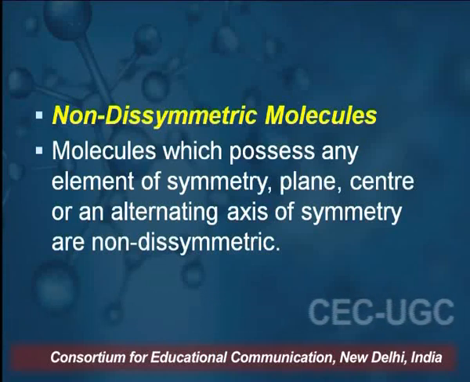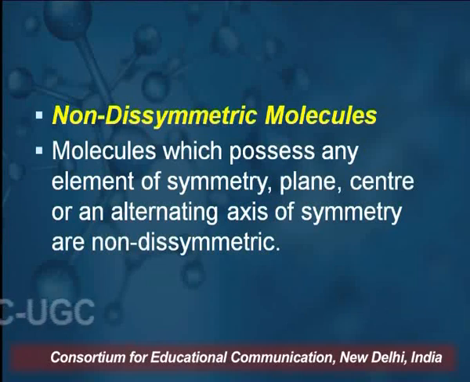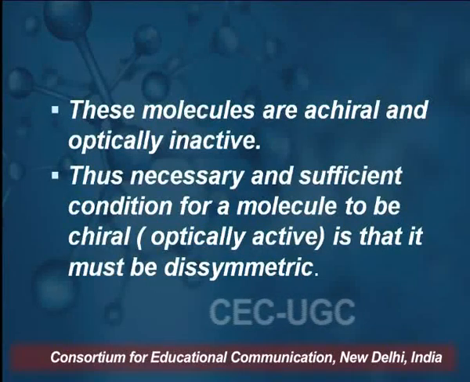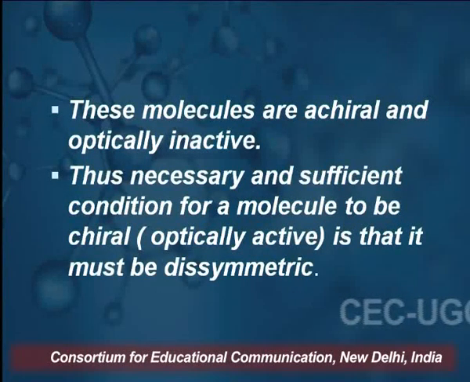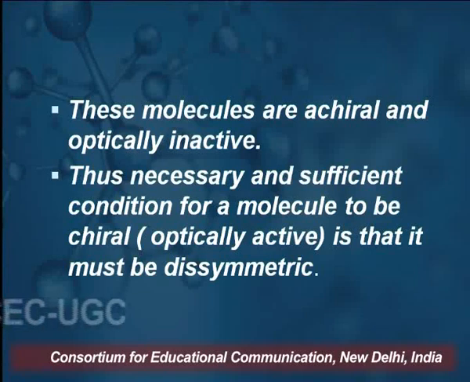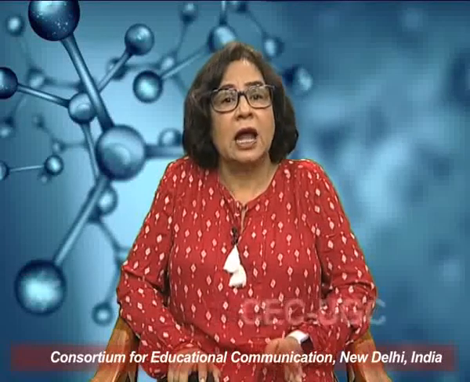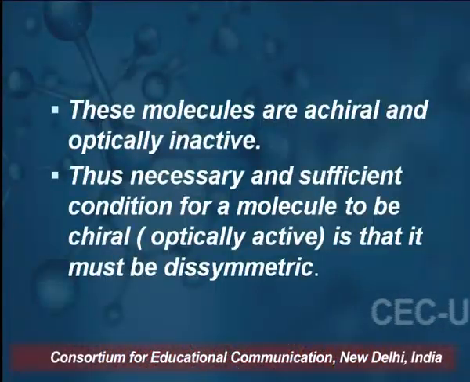Now the third thing that we have to take into consideration is that if we have a non-dissymmetric molecule, that is, one which possesses a plane of symmetry, a center of symmetry, an alternating axis of symmetry or a simple axis of symmetry, then those molecules will be achiral and optically inactive.